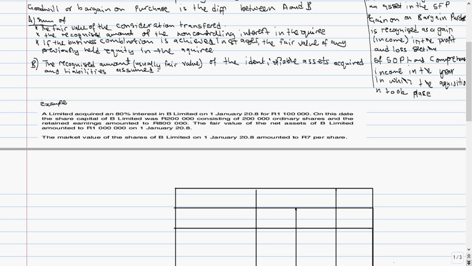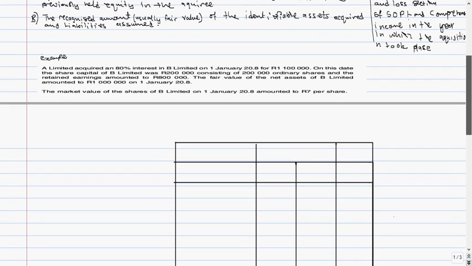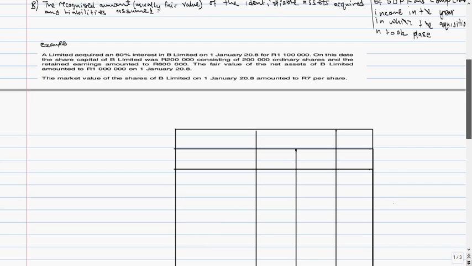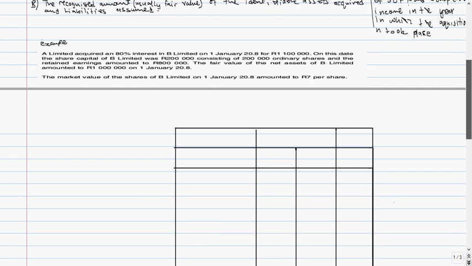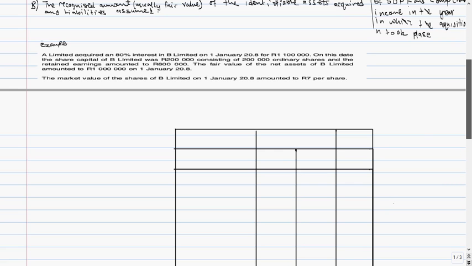Okay, now we have an example here. A Limited acquired an 80% interest in B Limited on 1 January 2008 for 1,100,000. On this date, the share capital of B Limited was 200,000, consisting of 200,000 ordinary shares and the retained earnings amounted to 800,000. The fair value of the net assets of B Limited amounted to 1 million on 1 January 2008. The market value of the shares of B Limited on 1 January 2008 amounted to 7 Rand per share. Okay.